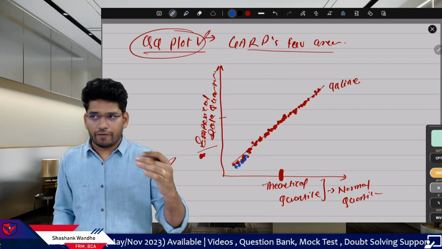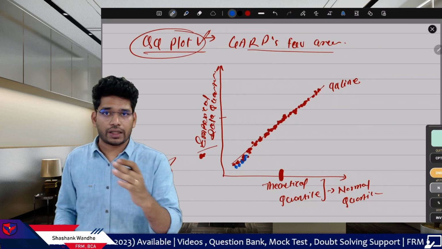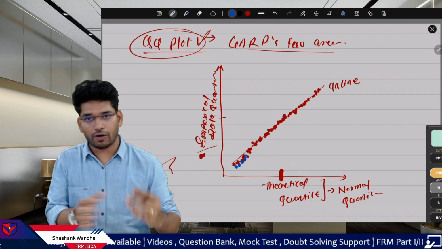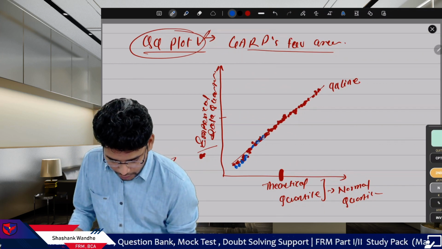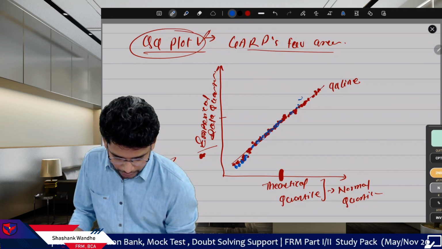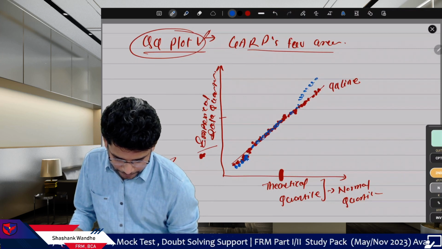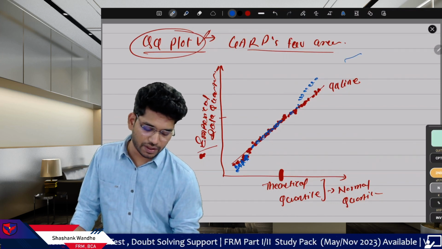don't worry, I will also show you some practical illustration of how we execute it in programming. I will also show you some samples of QQ plot. If we get data like this in the exam, this diagram is testable.